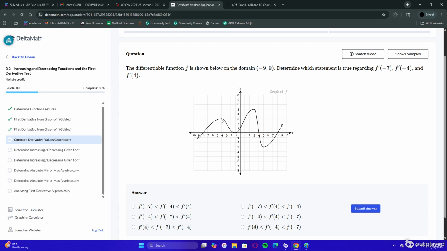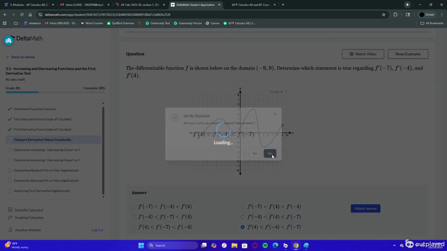And then f prime of negative 4 is just 0. And then negative 7 is a positive value because it's increasing. So our greatest is going to be f prime of negative 7. Our middle value is going to be f prime of negative 4, and our least value is going to be f prime of 4. So that matches up with that statement.